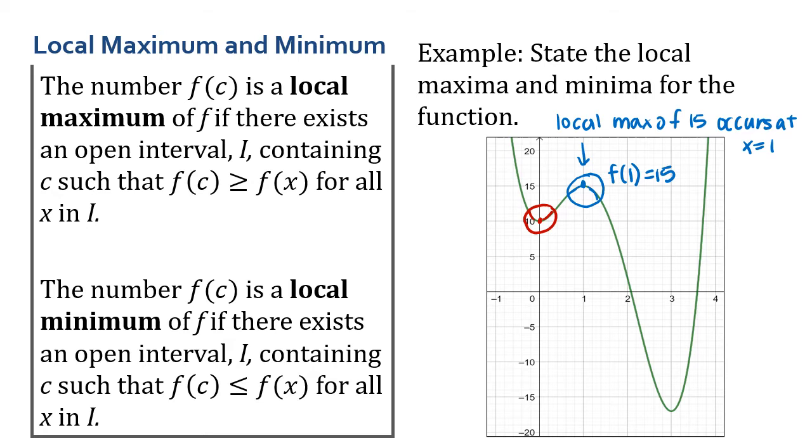So we could say you have a local minimum of 10, so the local minimum is 10. It occurs at x equals 0. Or you could write f of 0 equals 10. But again, that local minimum is 10 because it's that y value. We have another local minimum right here, and that occurs at 3, and it looks like about 17.